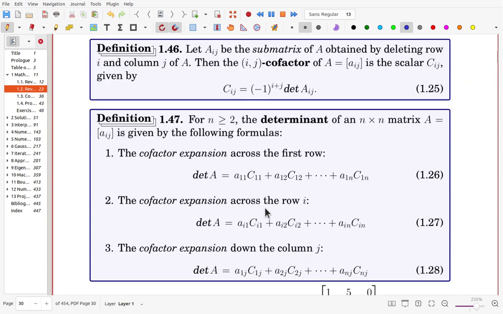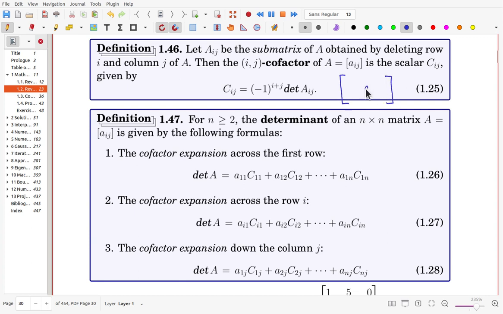Now for general n, the determinant can be defined along with a cofactor. Aij is the submatrix of A obtained by deleting row i and column j of A. So for the ij component, we eliminate the ith row and the jth column, and the submatrix is defined. Okay, let's try to make a picture for that.